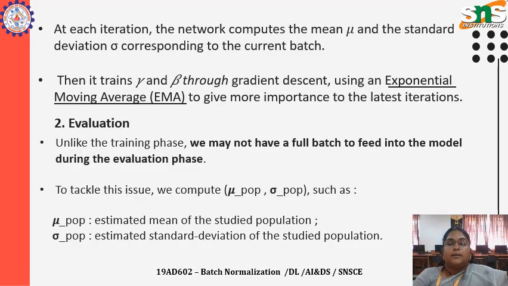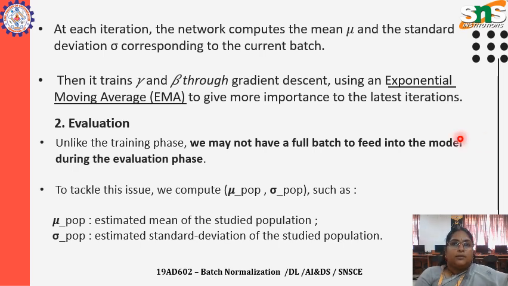Okay, so this is the training part. At each iteration of training, the network computes the mu value and the sigma value. Then it trains the alpha and beta through gradient descent. I've explained gradient descent in my previous video, so if anyone has any doubt about this concept, you can check my previous video. It uses an exponential moving average, EMA, to give more importance to the latest iterations.